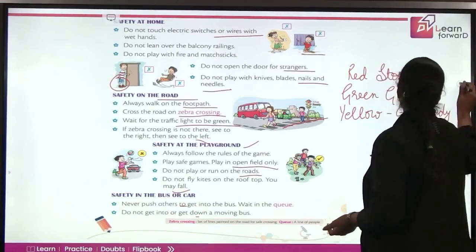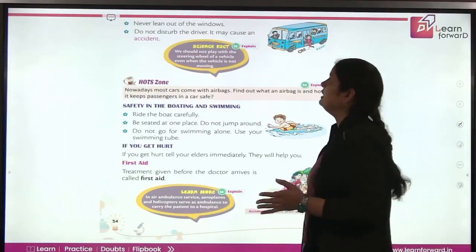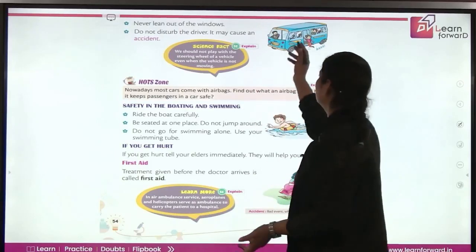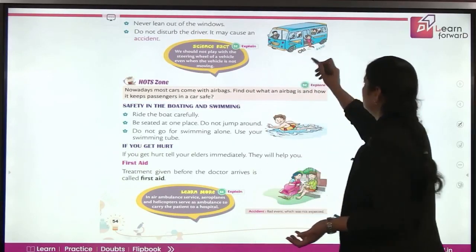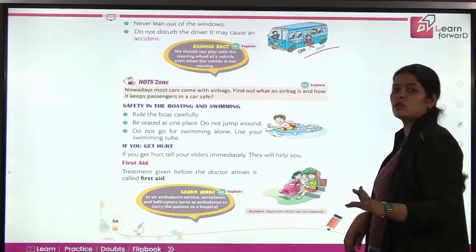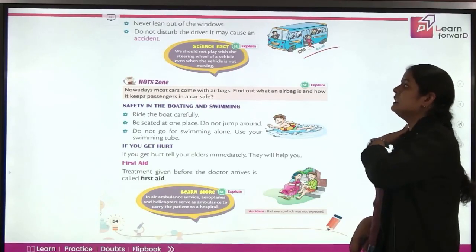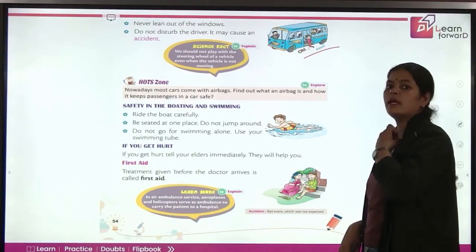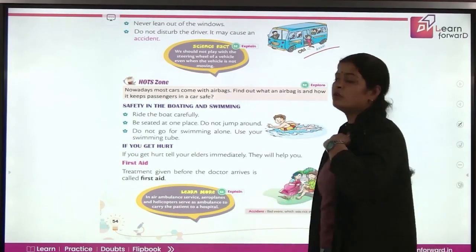Now never lean out of the windows. Oh, this boy is trying to board the bus while it is moving. So this is a wrong action. Do not lean out of the windows. Do not put your hands out of the window when it is moving.